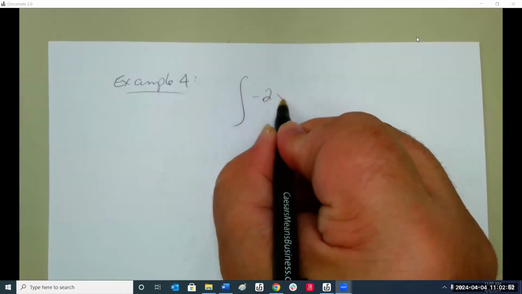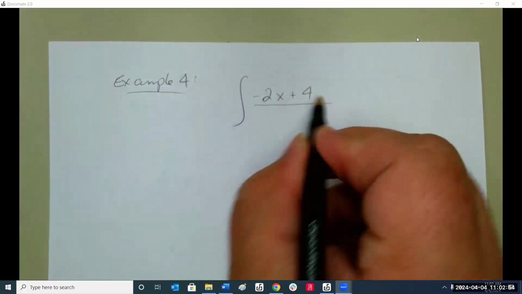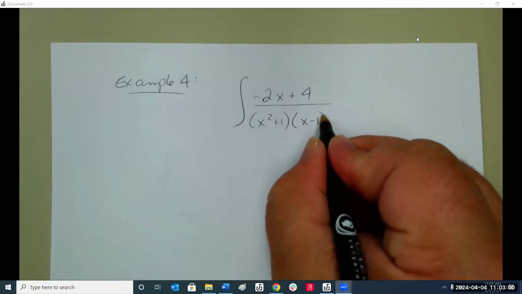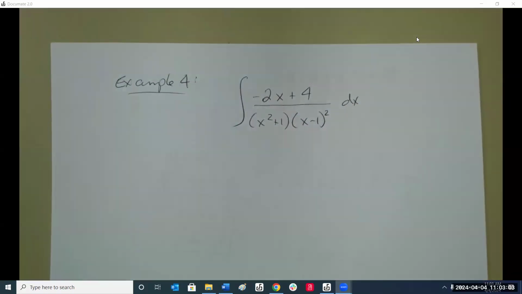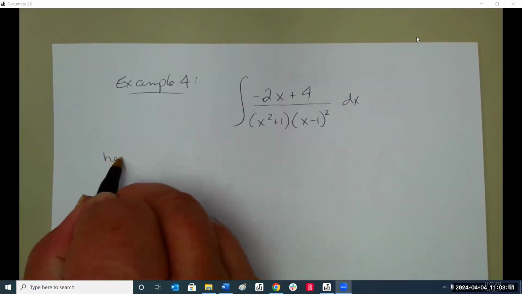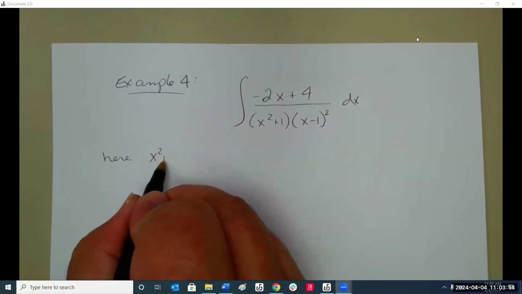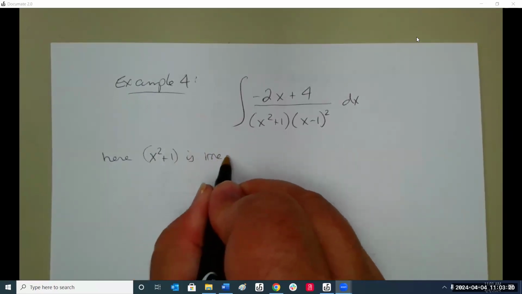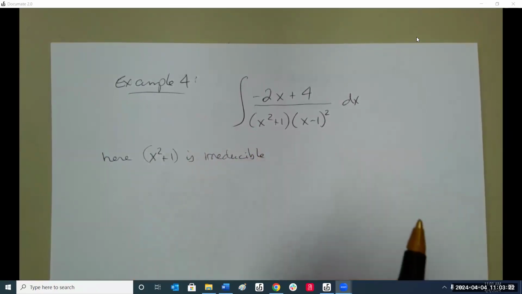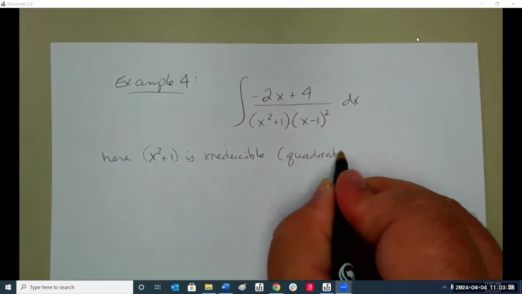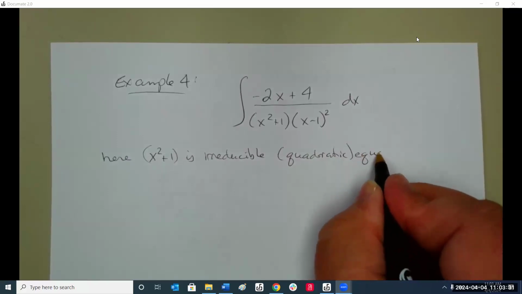So we have negative 2x plus 4 over x squared plus 1, x minus 1 squared dx. All right. Here, x squared plus 1 is irreducible. And it's a quadratic equation.